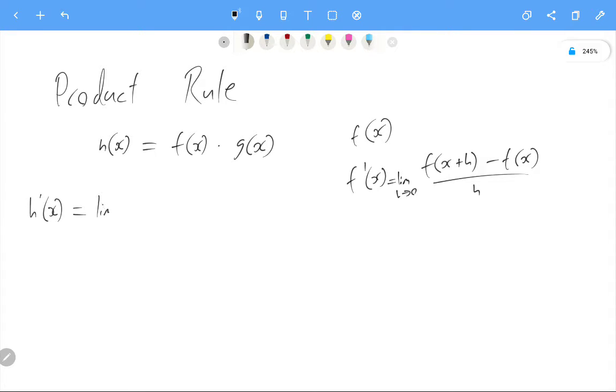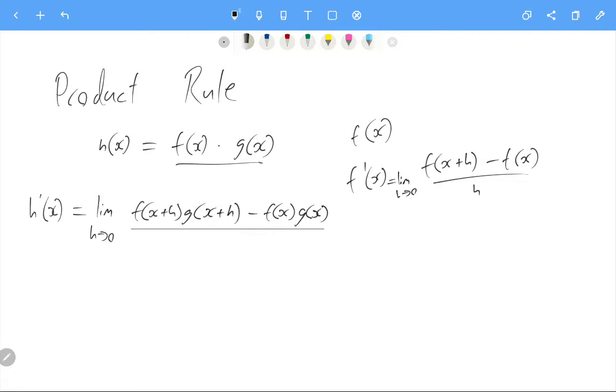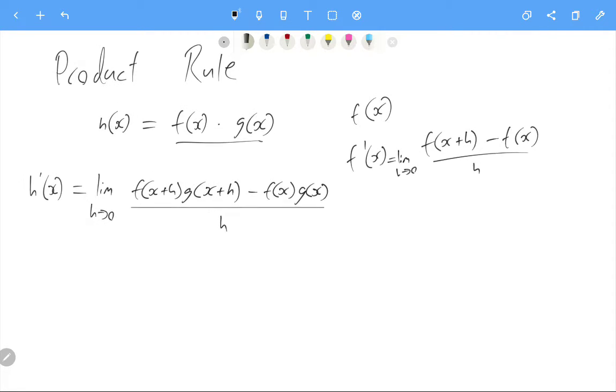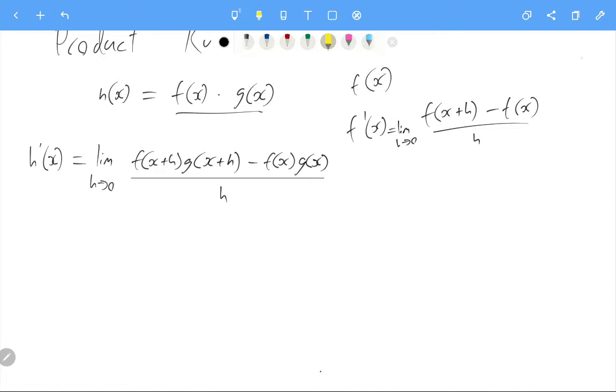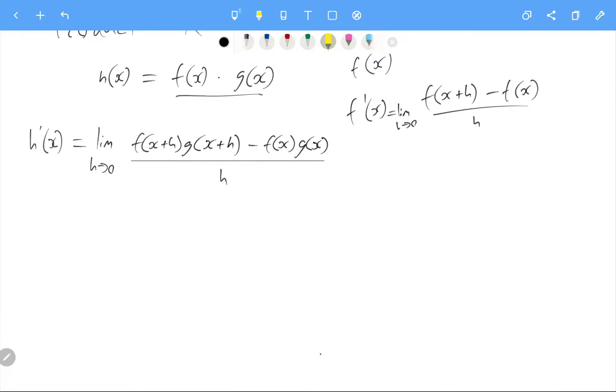So it's going to be the limit as h goes to 0, just like normal, but we're going to be doing f of x plus h, g of x plus h, minus f of x, g of x, all over h. Alrighty, now currently, if I have a look at this, there's nothing really to algebraically work with. So let's add something in and see what happens. Hopefully before my fan takes off. Alrighty, let's have a look.